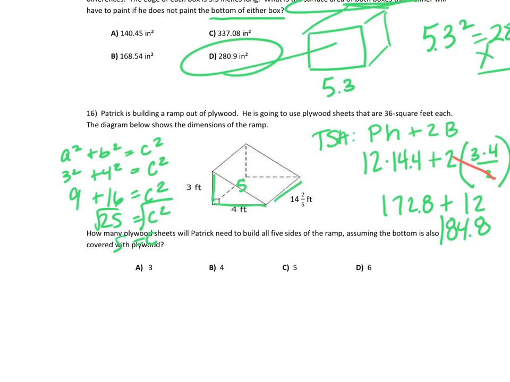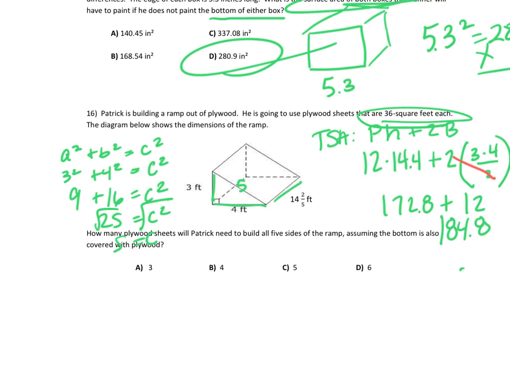Okay, now you can't be done there because we need to go back to say, what's it asking me? Now, could that answer be there? Probably. If it was a star question, yes, it would be there. Okay, but it doesn't say that. It says how many, if they're 36 square foot, how many sheets of plywood. So we're going to take that number and divide 184.8 by 36, and we get 5.13.